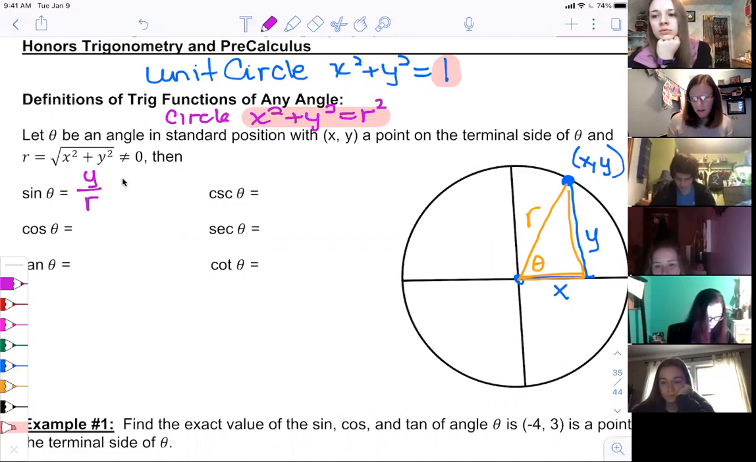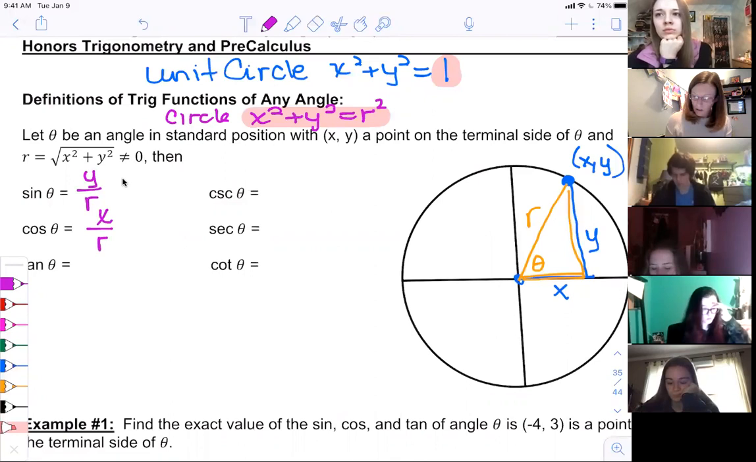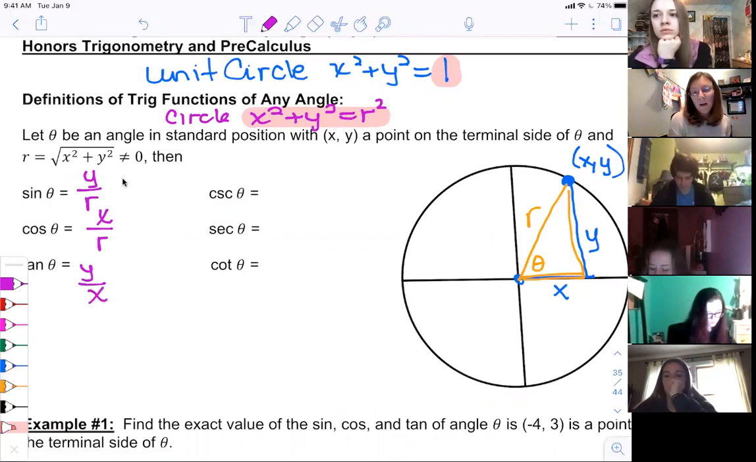So the cosine then, Peter, would be what? The cosine is x over r. And then the tangent would be? Y over x. Yeah, notice the tangent doesn't change. The tangent is y over x on the unit circle because it's opposite over adjacent. It doesn't contain the radius in it.